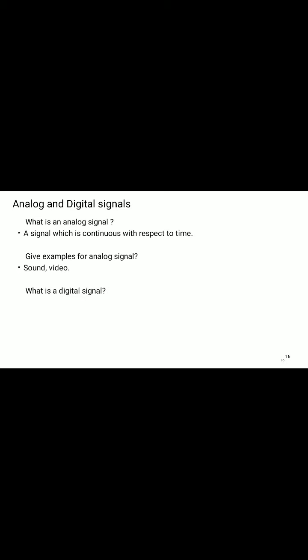Next one is, what are analog and digital signals. First of all, what is an analog signal? A signal which is continuous with respect to time is called an analog signal. Examples of analog signals are sound signals and video signals. Next, what is a digital signal? A signal which has discrete values or is discontinuous with respect to time is called a digital signal.